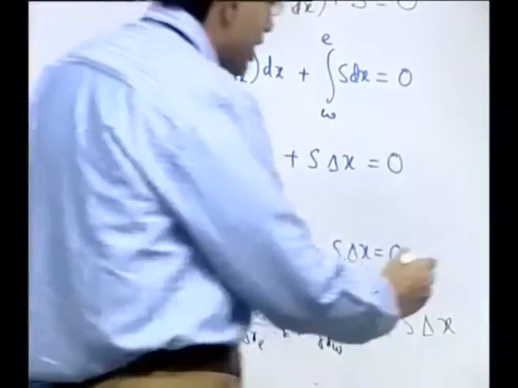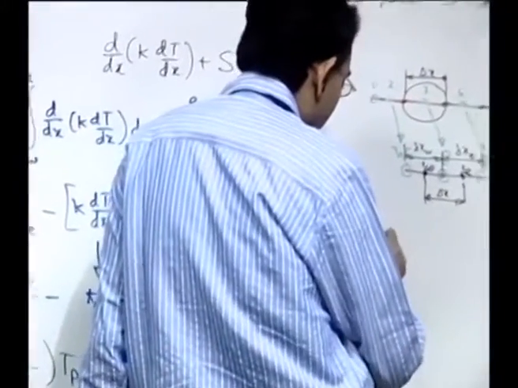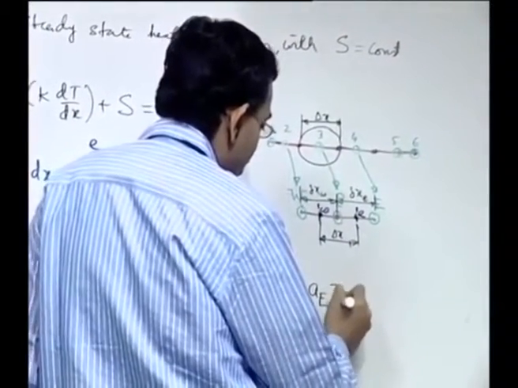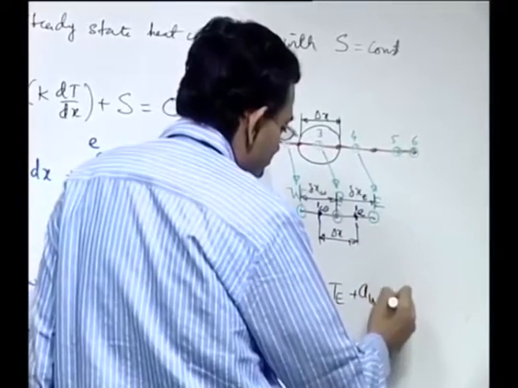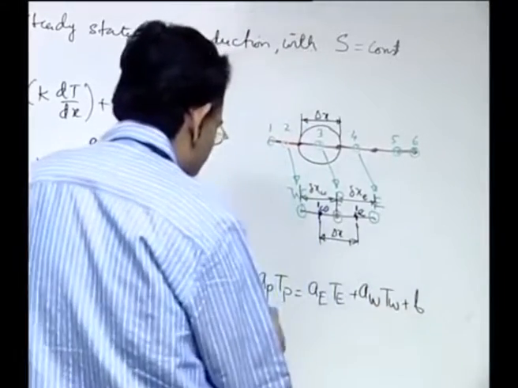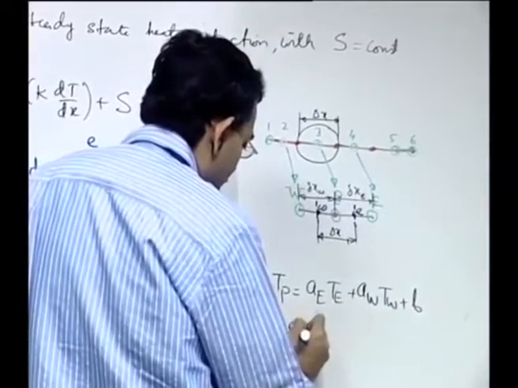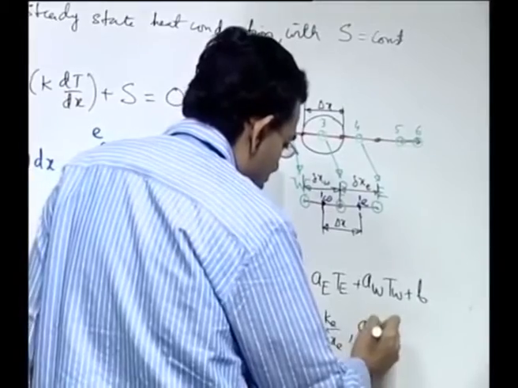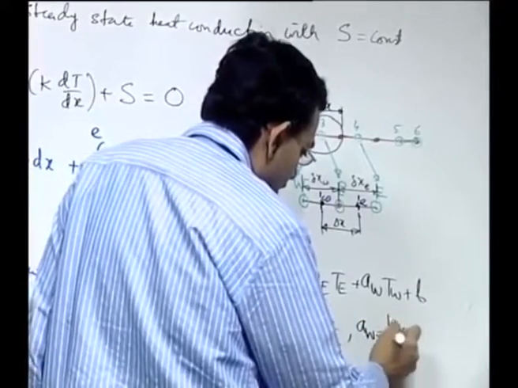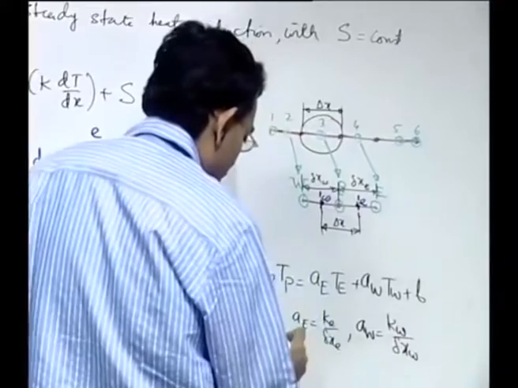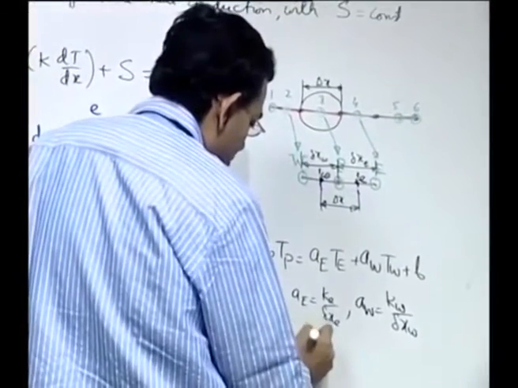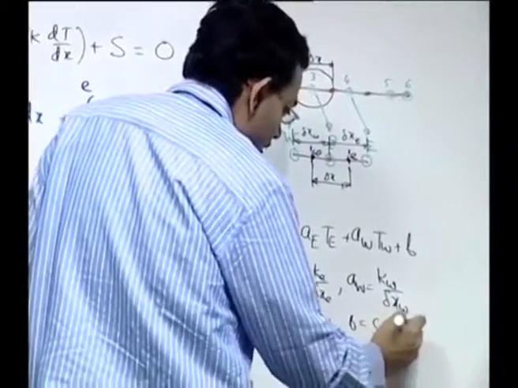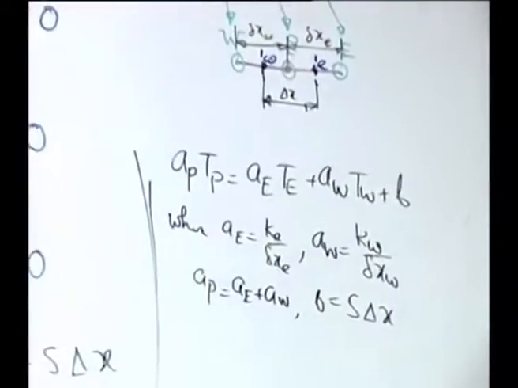We can symbolically write it in this way: Ap into Tp is equal to Ae into Te plus Aw into Tw plus B, where Ae is Ke by delta xe, Aw is Kw by delta xw, Ap is Ae plus Aw, and B is equal to S into delta x. This is the finite volume discretized equation.